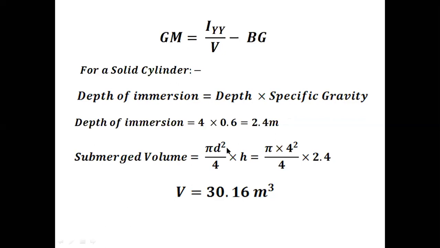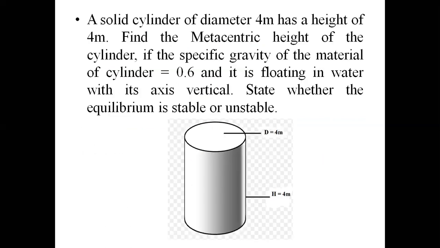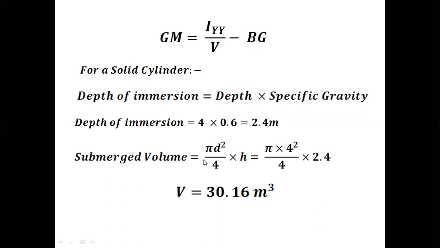The volume of a solid cylinder is nothing but area multiplied by height. Since we have the diameter as 4 meter, the area is pi d square by 4, multiplied by the submerged depth, not the entire depth. Since we are calculating the submerged volume, we have to use the submerged depth itself. So the submerged depth is 2.4 and the diameter of the object is 4. Using these terms, I calculated the submerged volume as 30.16 meter cube.